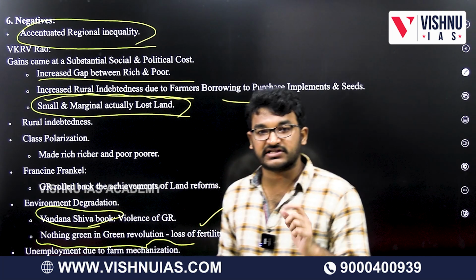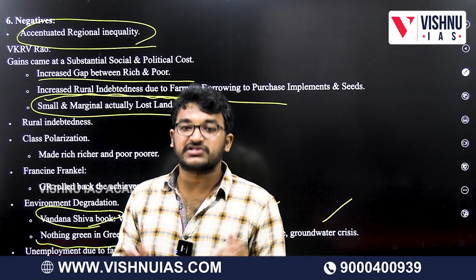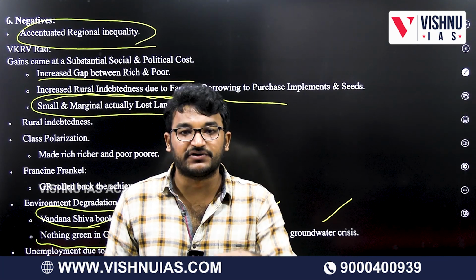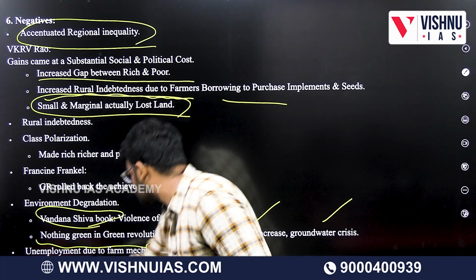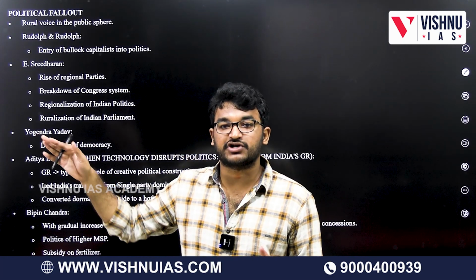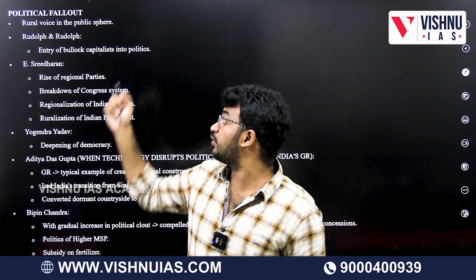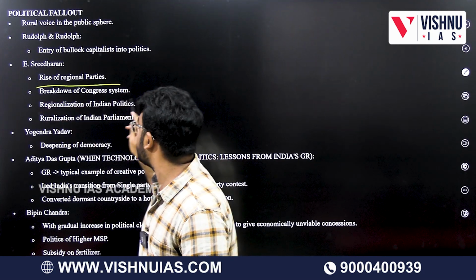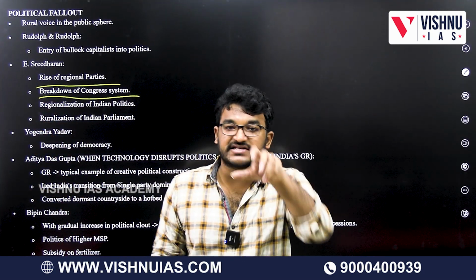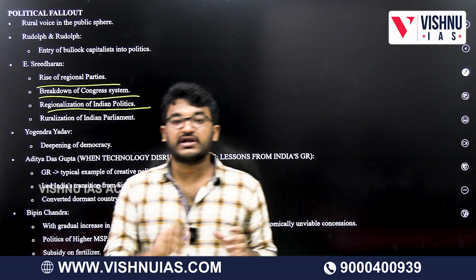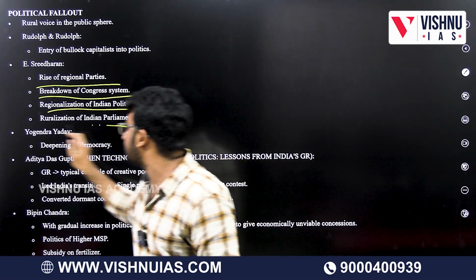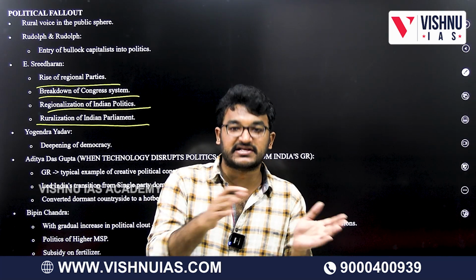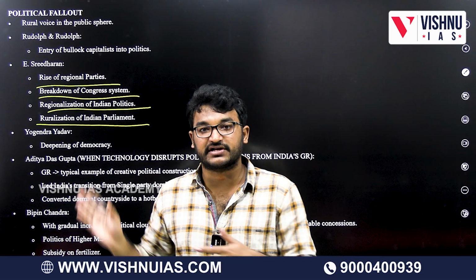And one other fallout is that unemployment had also happened because of farm mechanization. The labor usage has relatively decreased. In this way, unemployment has also increased. These are some sort of socio-economic fallouts. Now, if you are going to political fallouts, some experts say that the rise of regional parties or breakdown of the Congress system, regionalization in Indian politics, and also ruralization in the Indian parliament, all these had happened due to the success of green revolution. Means as a fallout, we can consider it as some sort of success is there, some sort of negatives are also there in this.